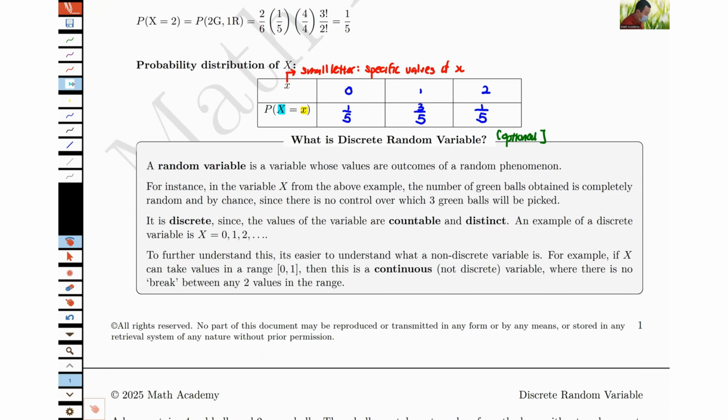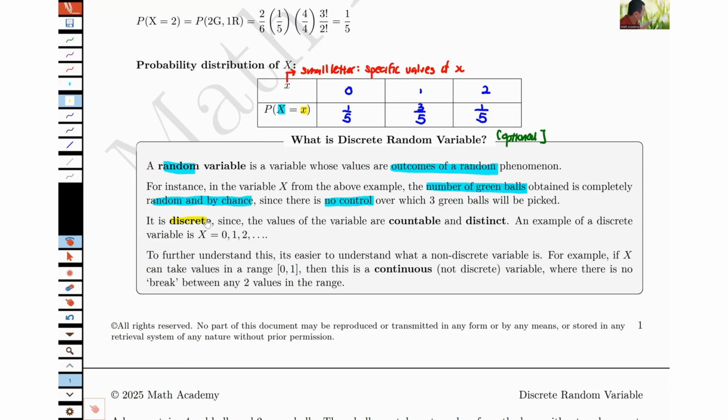Random variable, the word random means my variable are outcomes of a random phenomenon. Random phenomenon means, for example, in this question, the number of green balls that I can get is completely by chance. I cannot control. We have no control over what balls you're going to pick. Because this is random, so we call it a random variable. The other word is discrete.